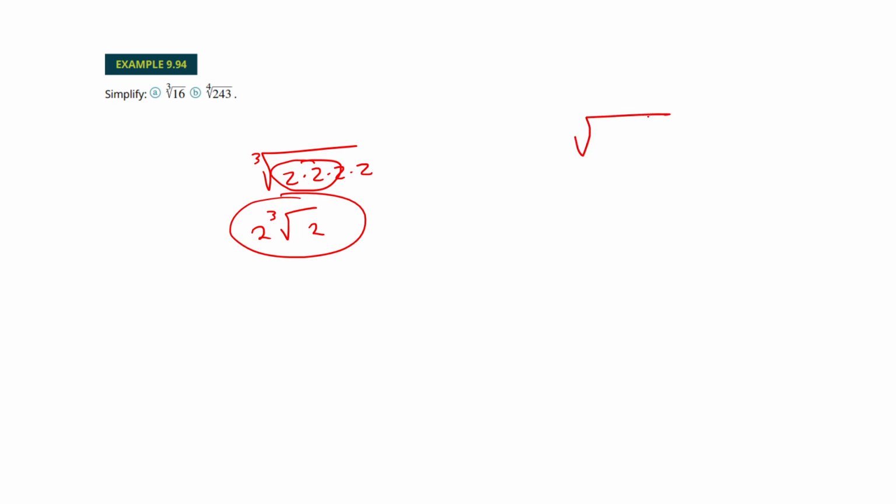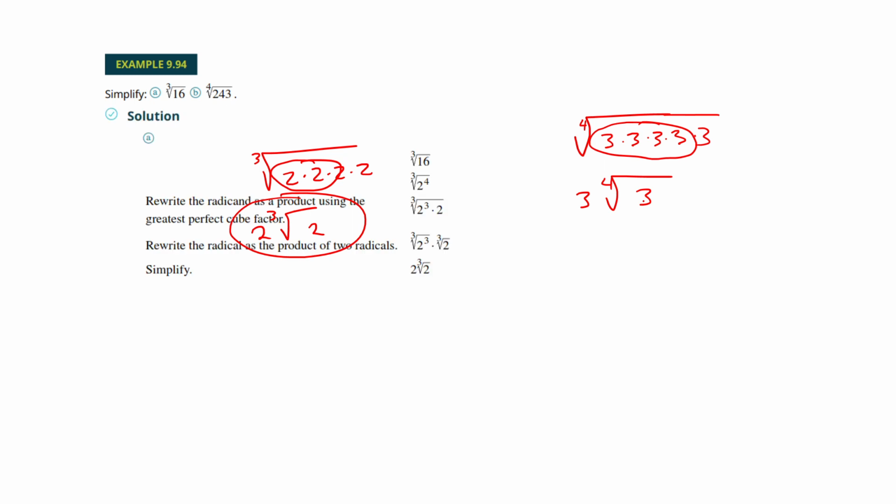Okay, same thing here with numbers. 16 is made up of 4 2's. I'm going to group 3 of them together. I could bring out a 2. I've got 1 2 left over. 243 is, I think, 4, yeah. 243 is 4 3's. In the world of 4, or is it 5? Yeah, it's 5. Okay, so 4 of them can come, bring 1 3 out. You've got 1 left over.